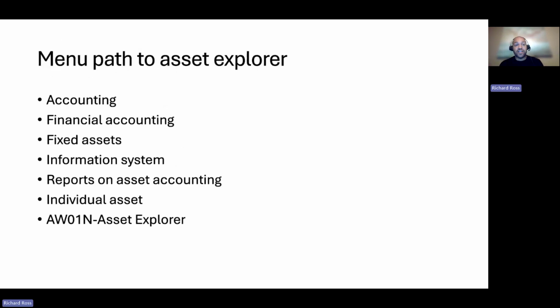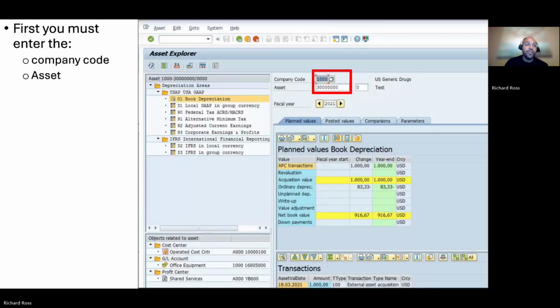Menu path to Asset Explorer. Accounting, financial accounting, fixed assets, information system, reports on asset accounting, individual asset, Asset Explorer. First, you must enter the company code and asset.